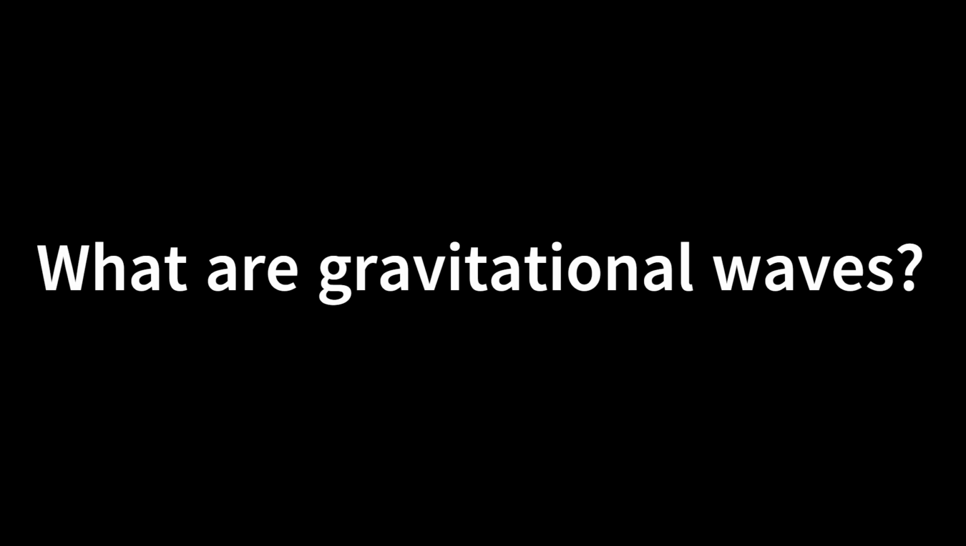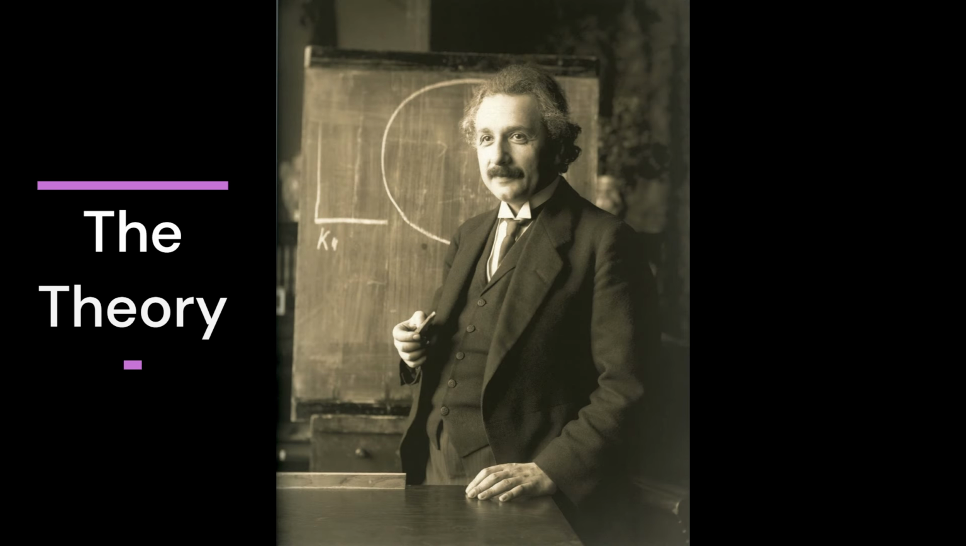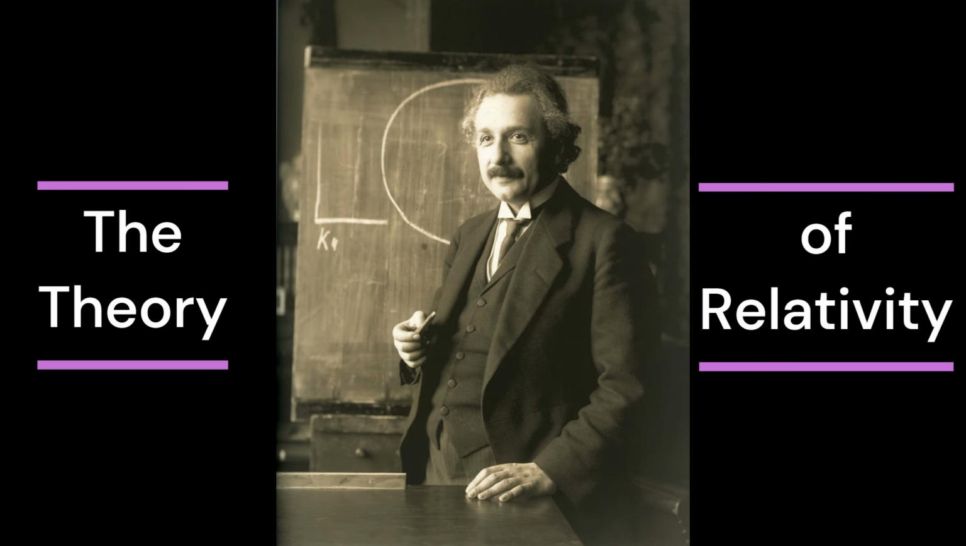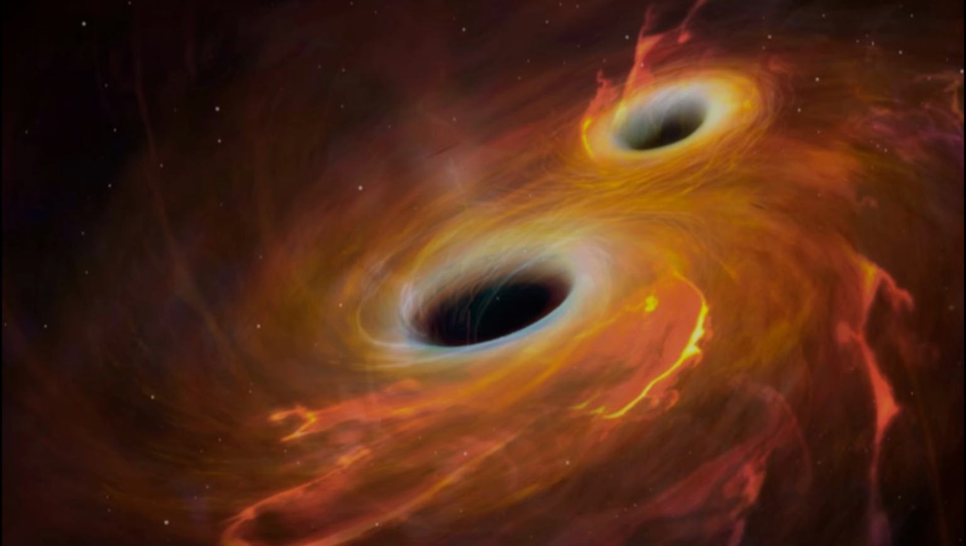What are gravitational waves? Gravitational waves are ripples in the fabric of space-time, a concept introduced by Albert Einstein's theory of general relativity over a century ago. They're generated by the acceleration of massive objects, such as black holes or neutron stars, when they're undergoing violent and asymmetric motions, like orbiting each other or merging.